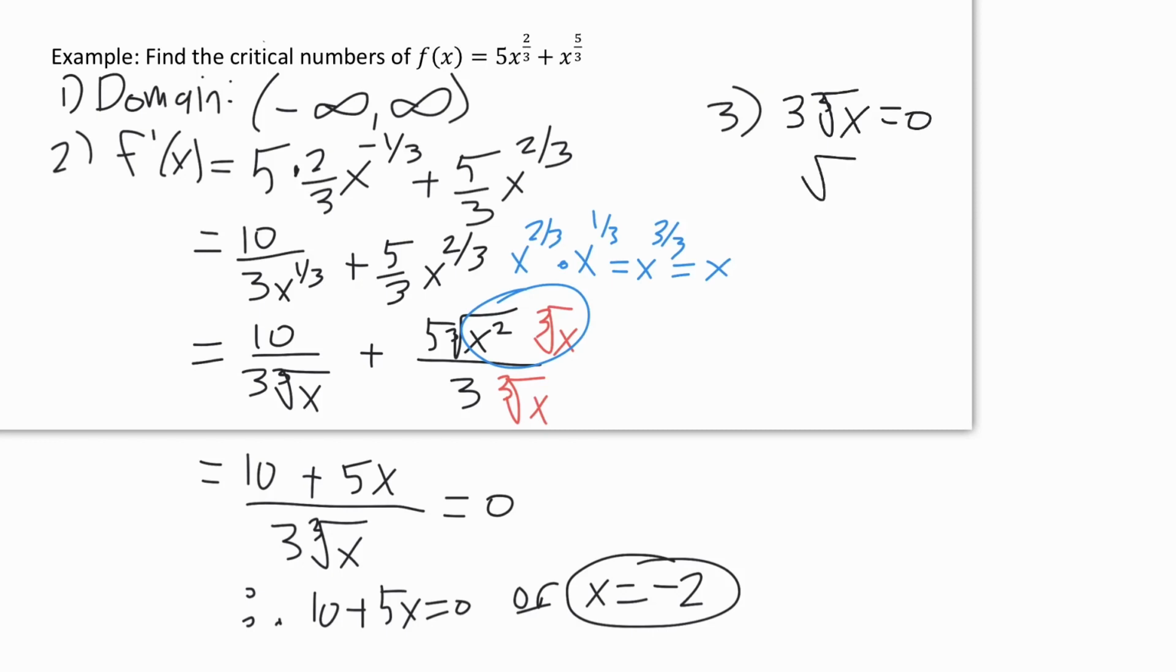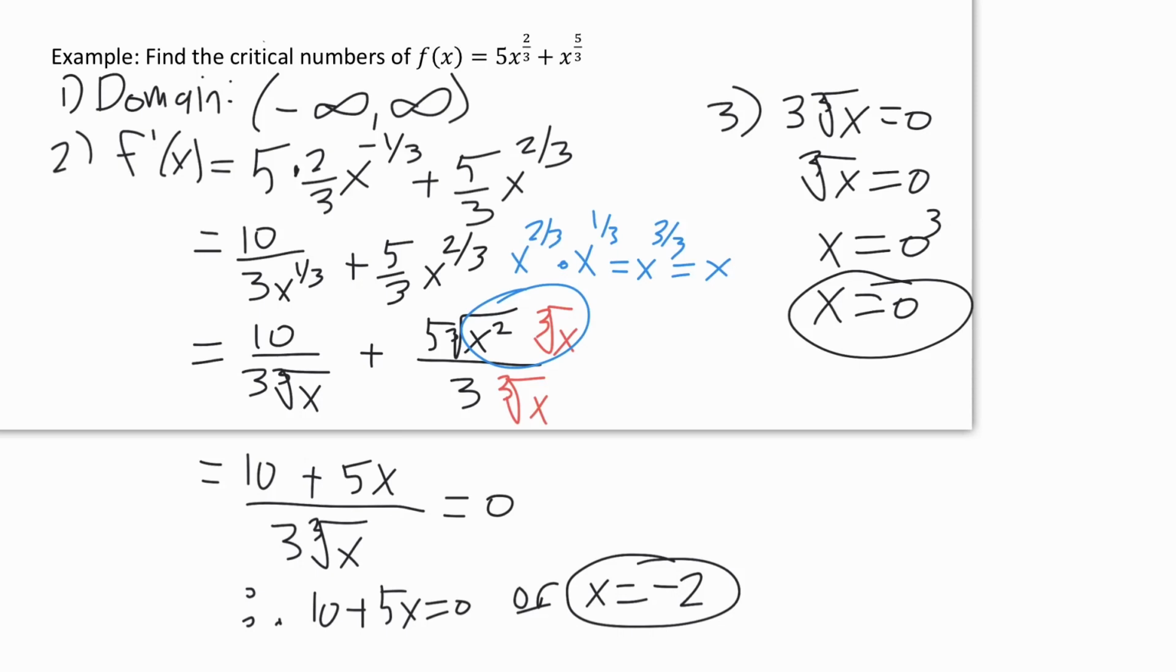So we can divide by 3 and get the cube root of x equals just 0. And then we cube everything, so x equals 0 cubed, so x equals 0, which you might have noticed right away. But x equal to 0 is another critical number, because that will make the derivative undefined. So we have two critical numbers, x equals 0 and x equals -2. This one comes from making the derivative 0, this one comes from making the denominator 0, which makes the derivative undefined.